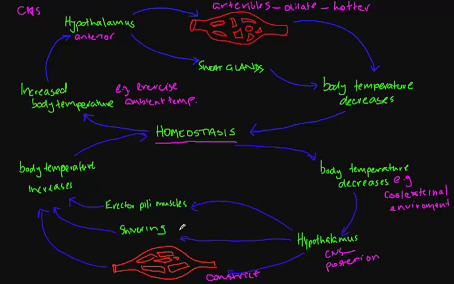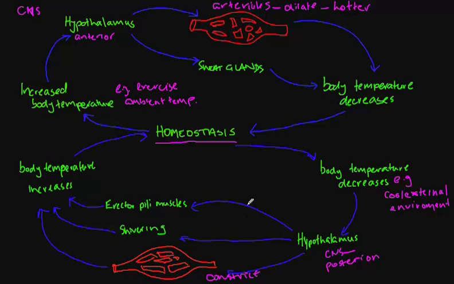Another process that can occur is shivering. The hypothalamus sends messages along motor neurons to the muscles that initiate shivering. That movement, that contraction and relaxation of the muscles, uses energy. That energy generates heat, and that increases the body temperature.